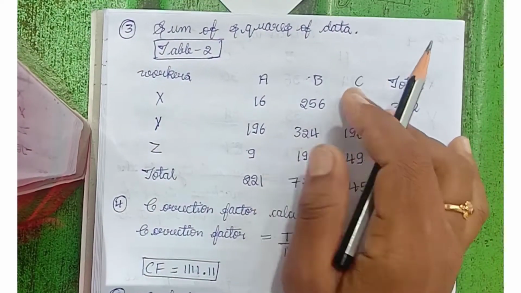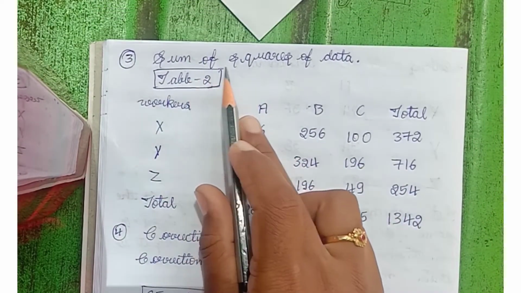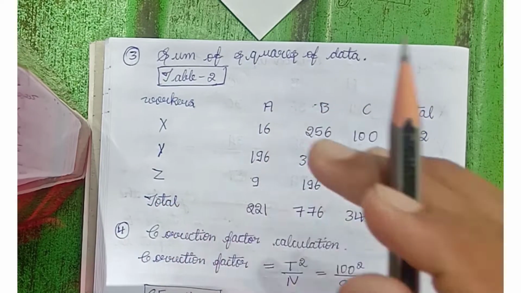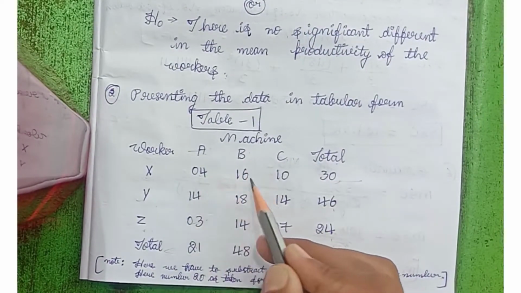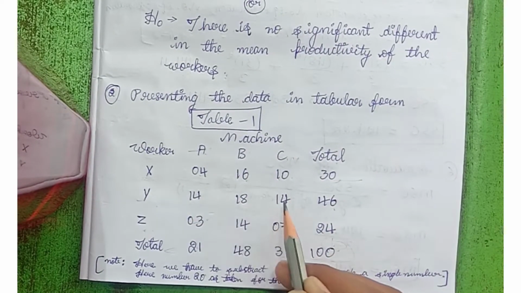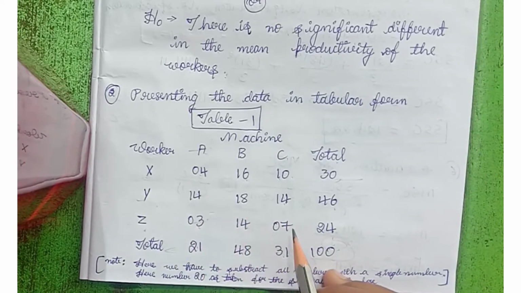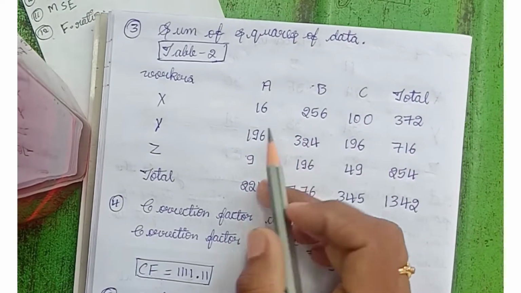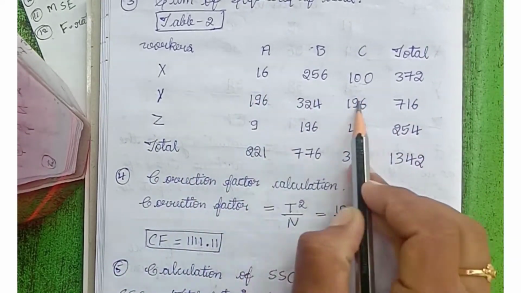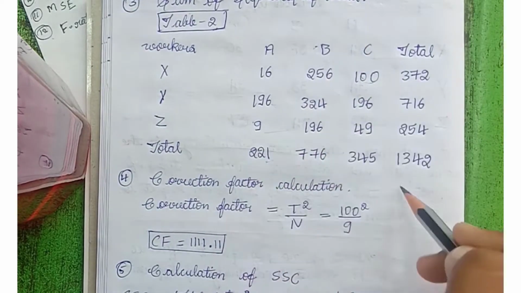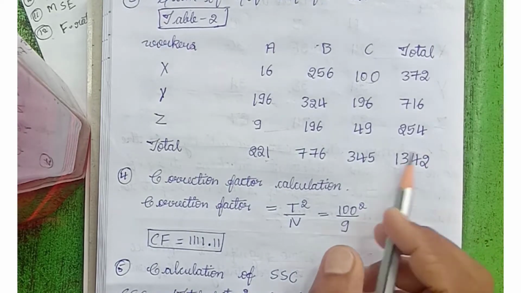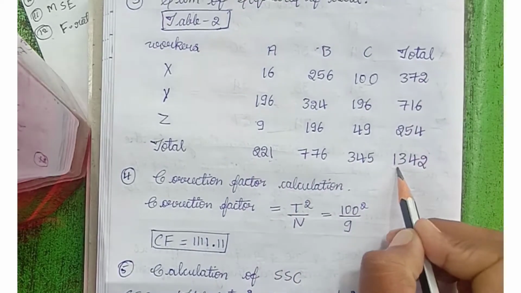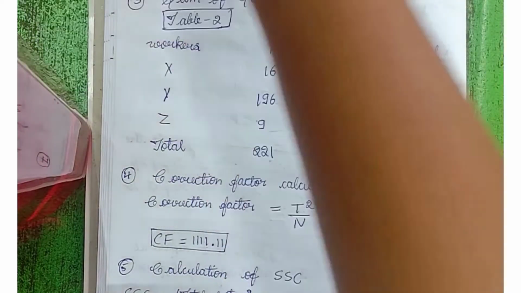calculate table 2. What we have calculated as the values in table 1, we just have to square those values. That is 4 square, 16 square, 10 square, 14 square, 18 square, 14 square, 3 square, 14 square, 7 square. After squaring those numbers, we get these values. Again we total row-wise and column-wise, and then the grand total. We get both sides the same, that is 1342. This is the third step over.